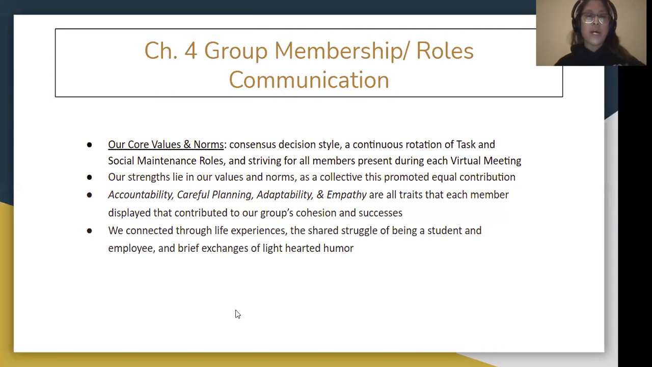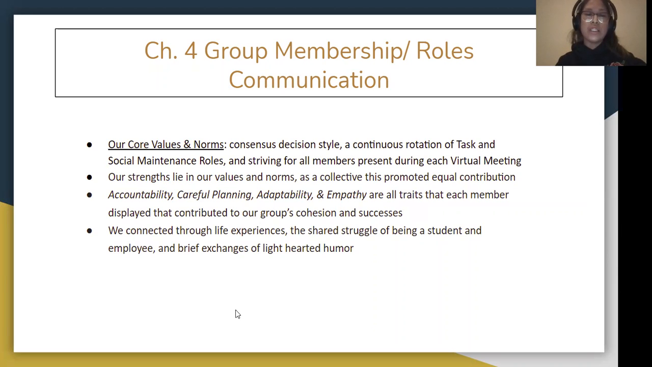All right, so my chapter was on group membership, roles, communication. Overall, I did want to point out our core values and norms. It is important as a group member to figure out what the norms are within your group, because of course, we're all different, we're all strangers. We don't want to necessarily offend anyone, and we all come from different backgrounds.